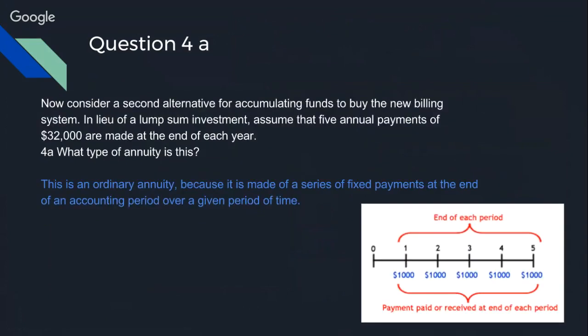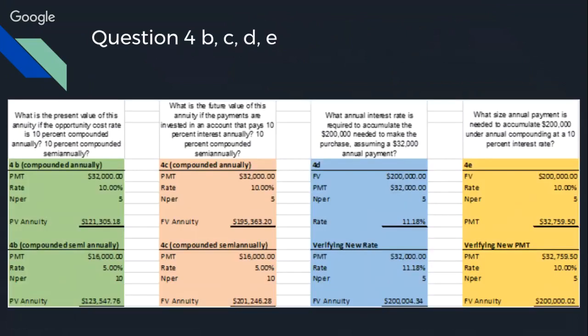Now consider question 4A. We're looking at a second alternative for accumulating the funds to buy the new billing system. In this one, we're looking to assume that 5 annual payments of $32,000 are made at the end of each year. This question is pretty simple, like what type of annuity is it? It's just an ordinary annuity, since we're making a series of fixed payments at the end of each given accounting period, or in this case, at the end of each year.